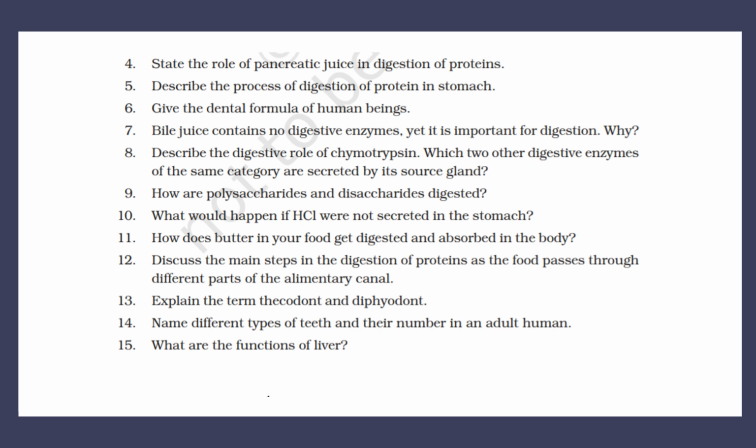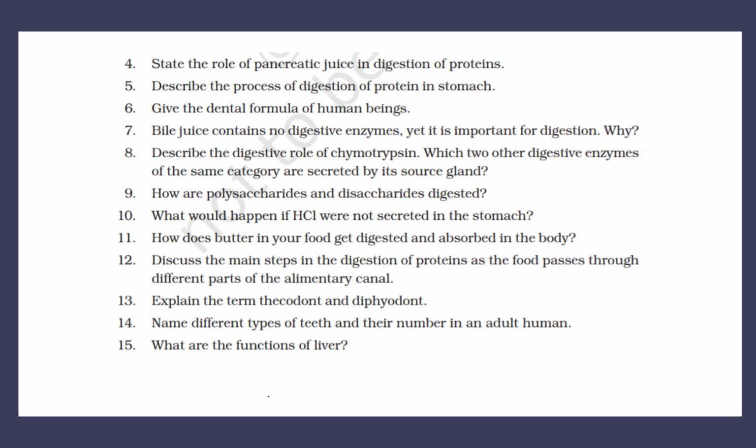So next question is how are polysaccharides and disaccharides digested? So we have done it earlier. Polysaccharides means starch. When salivary amylase acts on it, it converts into maltose, isomaltose, and dextrins, etc. And in the action of pancreatic juice on starch, when pancreatic amylase acts on it, it converts it into smaller particles. Now, next question is what would happen if HCl were not secreted in the stomach?